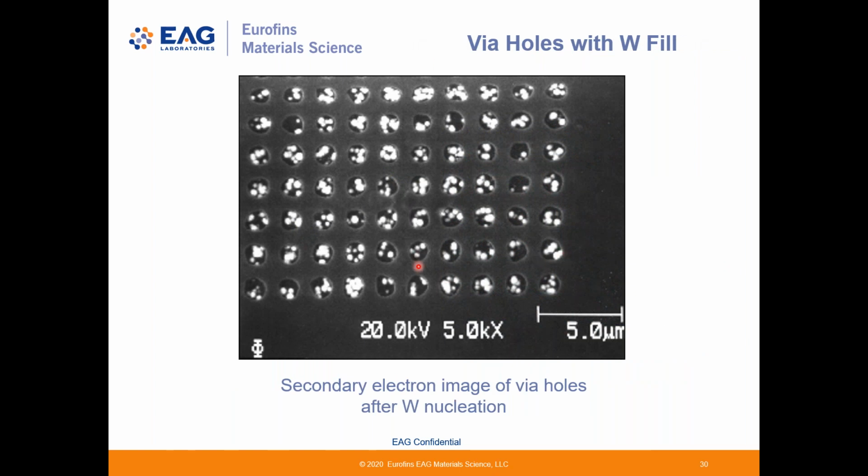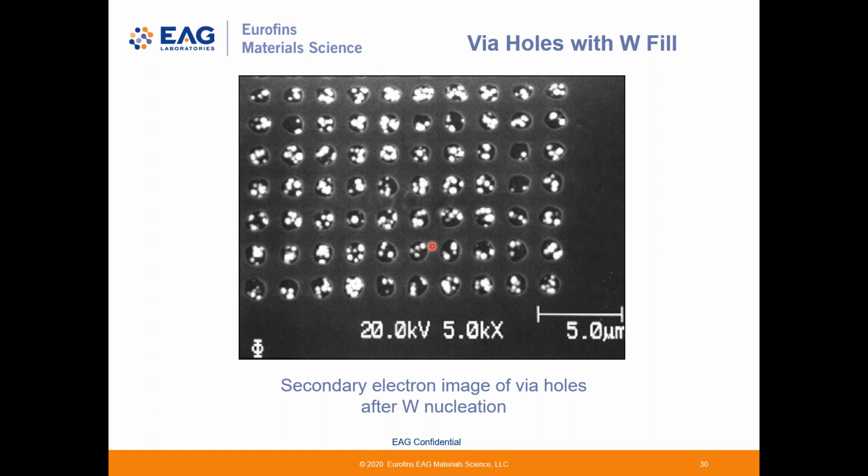Here's a SEM image of an array of vias that was supposed to be filled with tungsten, but you can see that the coverage is very uneven. The question was whether or not some contamination was preventing the nucleation of the tungsten on the aluminum surface, which is at the bottom of each via.